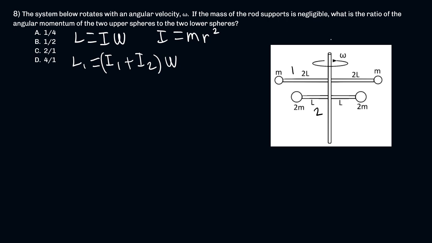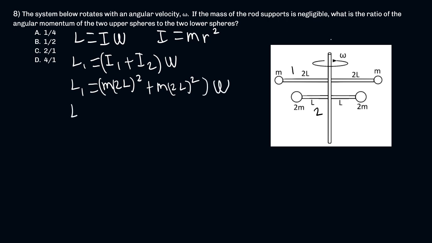And then I'm going to plug in my moments of inertia here. So I have L1 again. They both have the same mass, so this is going to be m times 2L. That is how far I am from the axis of rotation. So 2L raised to the second power, plus the same exact thing, because the mass and distance are the same. So m times 2L raised to the second power. This is all, again, multiplied by omega.